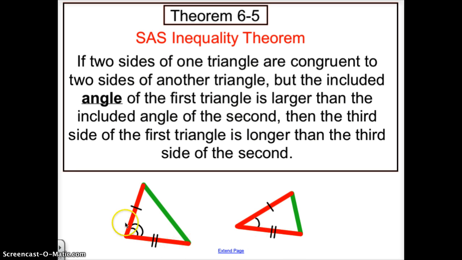Essentially what that means is if I know that two sides of a triangle are congruent to two sides of another triangle, it doesn't necessarily mean the angles are congruent like we've been used to in the past. So if this angle included here is smaller than this angle included here, the opposite side in green is longer with the included angle.